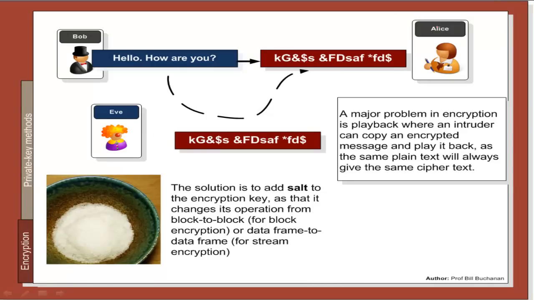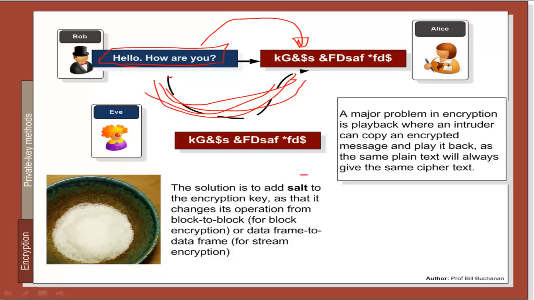Another problem that we have, if we took each cipher block, then we'd find that the same message would create the same cipher text. So in this case Eve could play back the cipher text again and again and play back the same message. So what we'll have to do is to add some salt into the equation to make sure that the block by block encryption differs in some way.